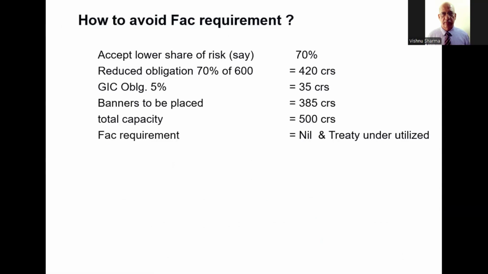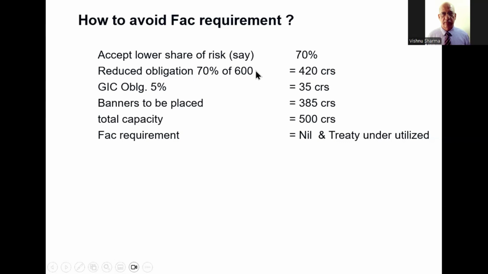Now, how to avoid FAC? The way to avoid FAC, I told you, is that instead of 100%, accept 70%. If it becomes 70%, your liability is reduced to 420 crores only. Instead of 600, you are required to place only 420 crores. GIC obligatory is reduced to 35 instead of 50 earlier. Now this 420, 5% of 420.